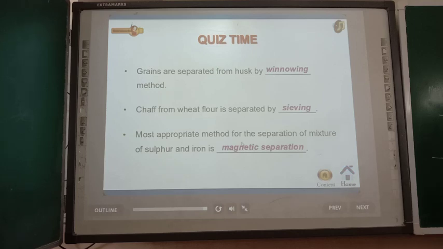Okay, so in this way their answer also I told you. Just note down two questions. What is magnetic separation and what is threshing?